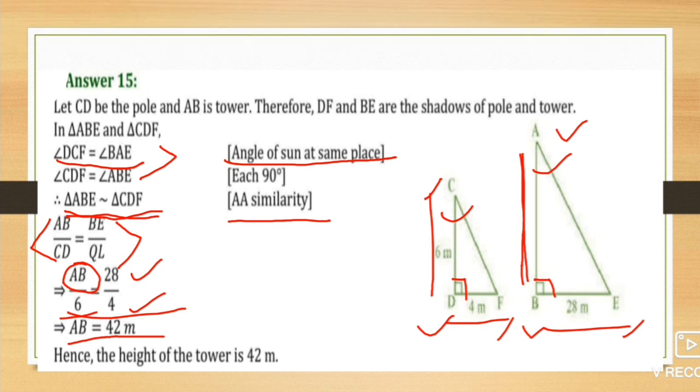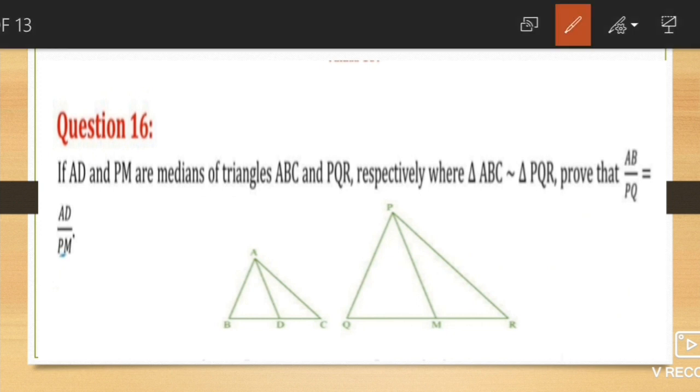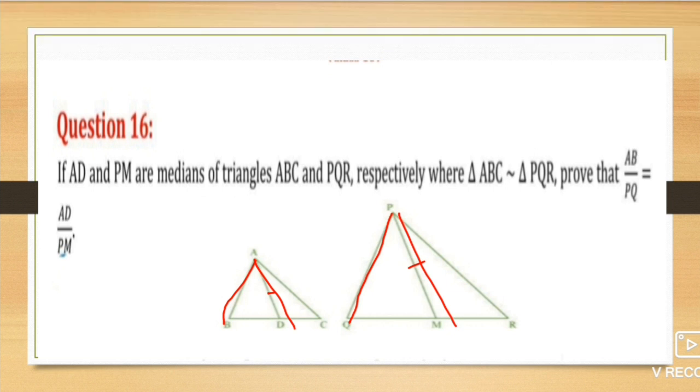Okay, so let's check question number 16. Here is question number 16. AD and PM are the medians of triangles ABC and PQR respectively, where triangle ABC is similar to triangle PQR. You have to prove that AB by PQ is equal to AD by PM. Let's check the solution.